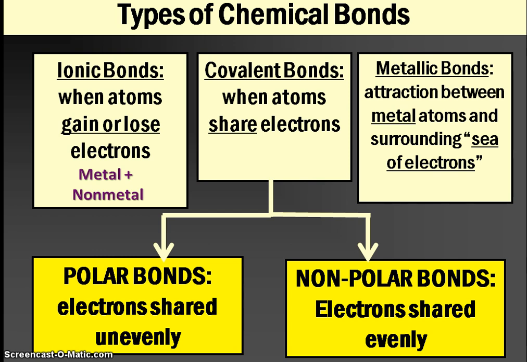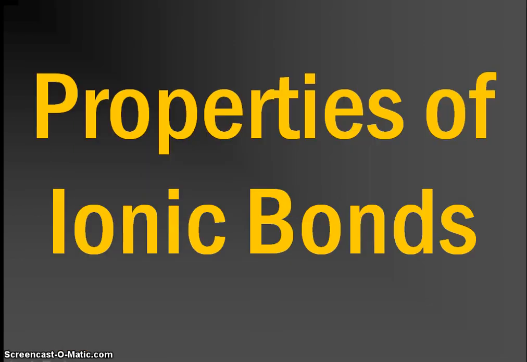So the metal and nonmetal atoms combine to form an ionic bond. Two nonmetal atoms combine to form a covalent bond. And when metal atoms bond together, that forms what's called a metallic bond. So let's look first at the properties of ionic bonds.